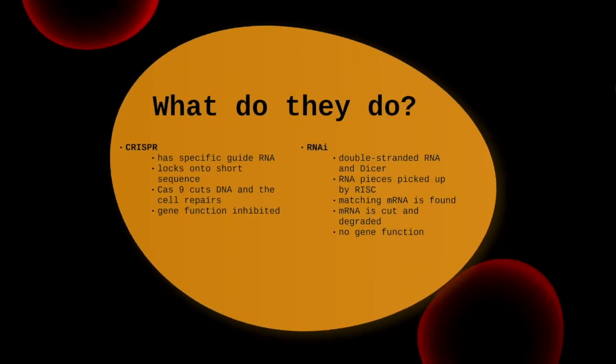Again, let's start with CRISPR, which is composed of guide RNA and a Cas9 protein. The CRISPR mechanism has a specific guide RNA, which then locks onto a complementary DNA sequence. The Cas9 protein then cuts the DNA. The cell then repairs the DNA and allows the gene function to change and inhibits any further protein production.